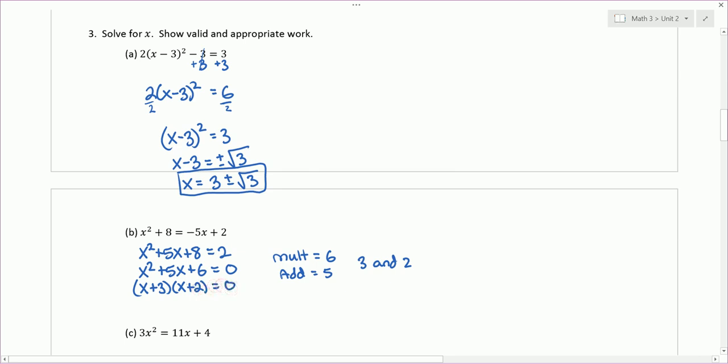Still equals 0. So if you have a product of factors that are equal to 0, then you can set each factor equal to 0 and solve. So we get two answers. X is equal to negative 3 and x is equal to negative 2.